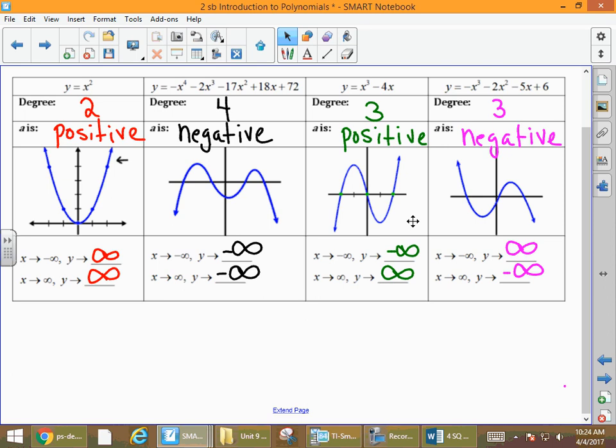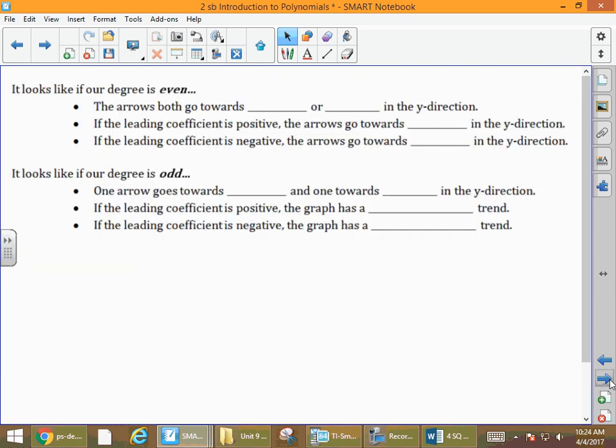And well, let's summarize here our end behavior. But again, there's 4 types of end behavior, and we've got them in our chart there. So it looks like if our degree is even, then both arrows at the end of our graph either go towards infinity or they go towards negative infinity in the y direction.